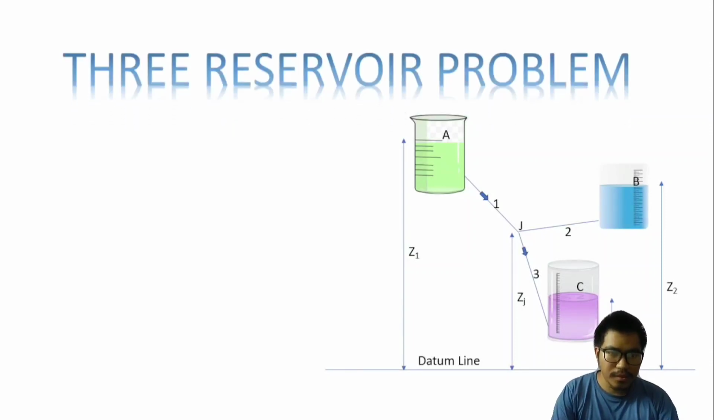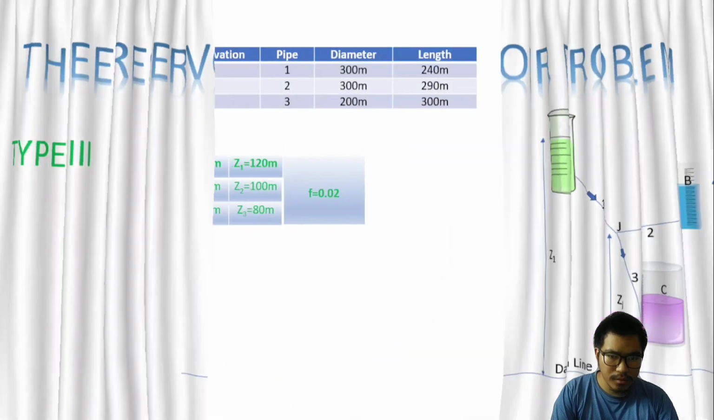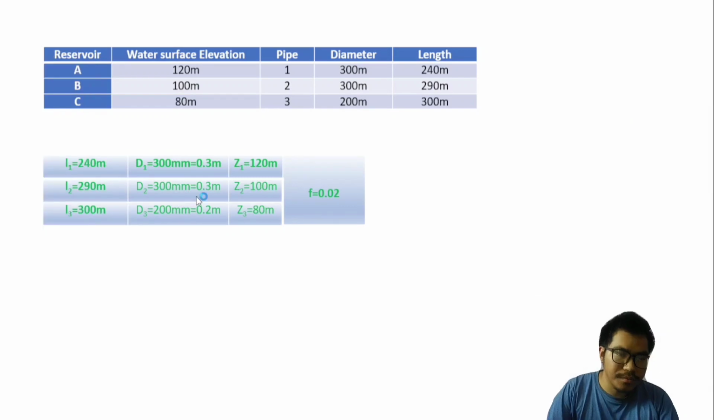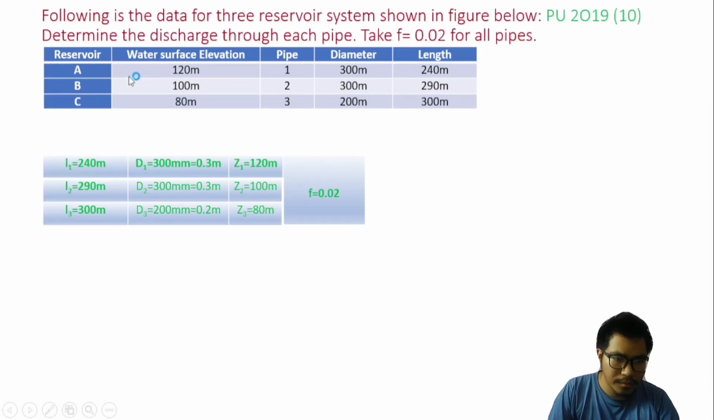Today I will be discussing the three reservoir problem. It's a numerical type problem. So this is the question. Following is the data for three reservoir systems shown in the figure below. Determine the discharge through each pipe. Take F equal to 0.02 for all pipes.